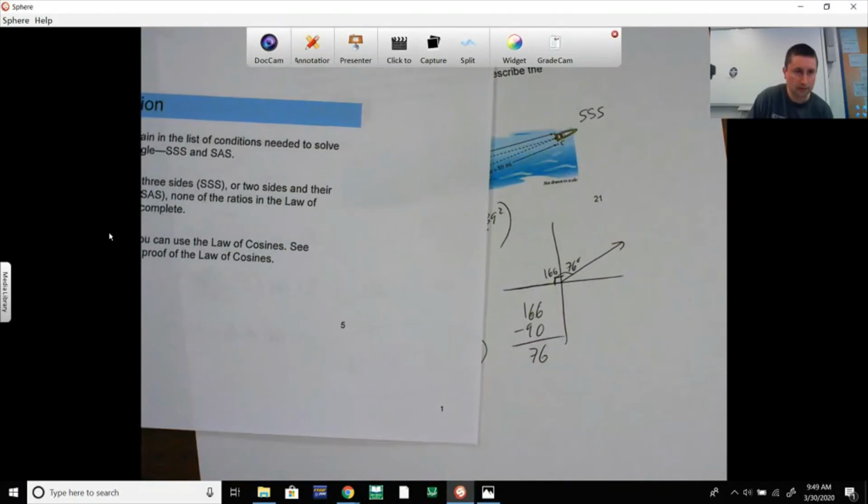Oop, where's my mouse? There it is. All right, there we go.